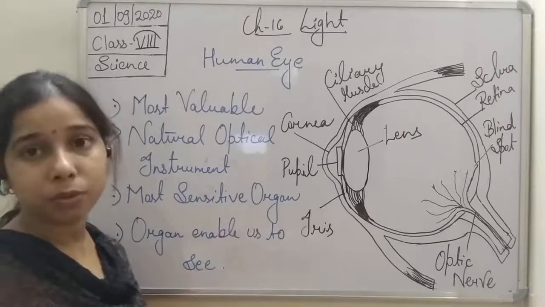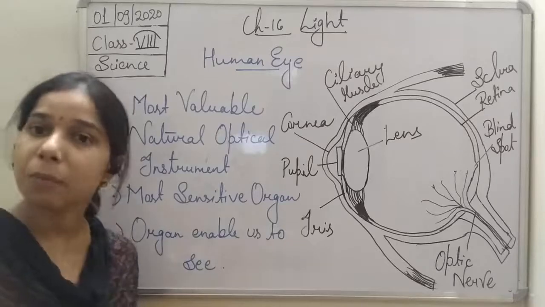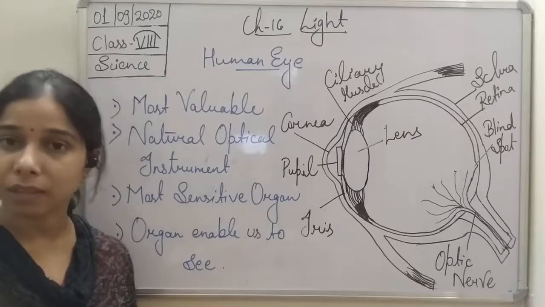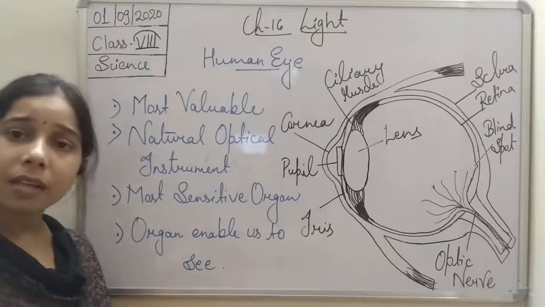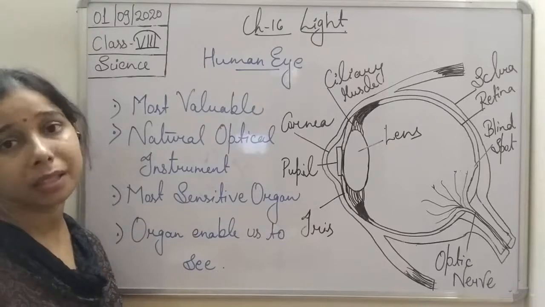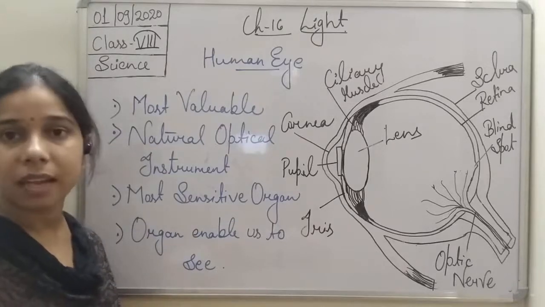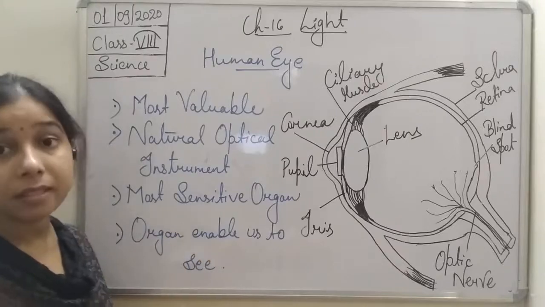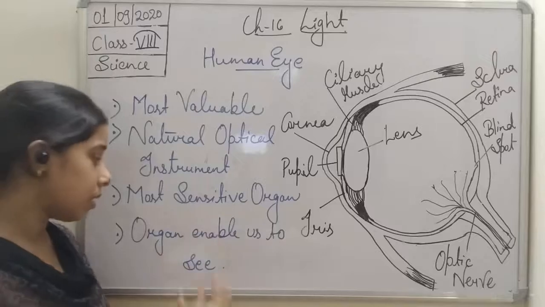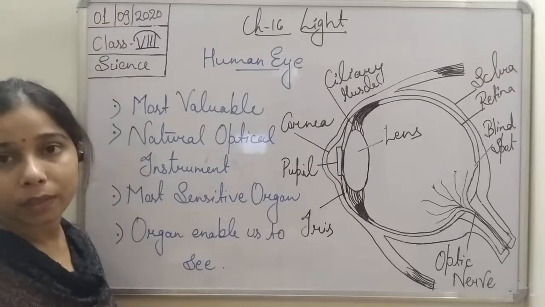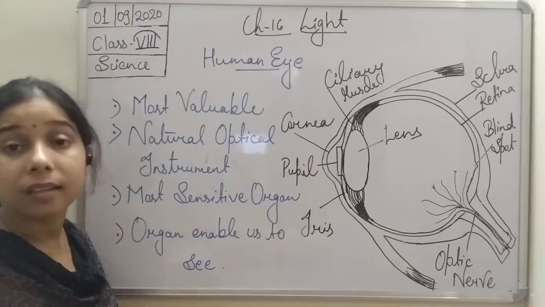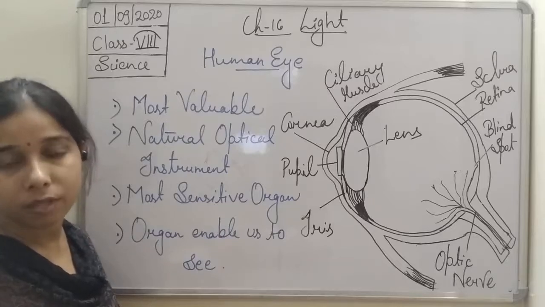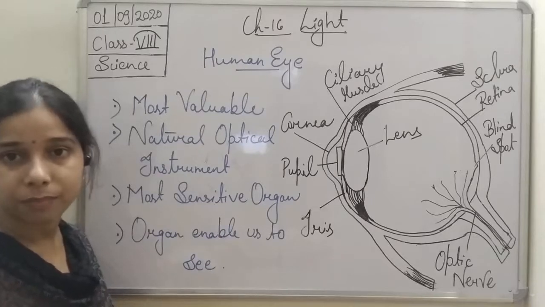So this is how you can understand the eye in general terms. It is most valuable, students. Obviously it helps us to see things, so it is very valuable. It is a natural optical instrument, given by nature to us. It is the most sensitive organ, a sense organ, and the most important thing about the eye is that it helps us to see the objects which are present around us.